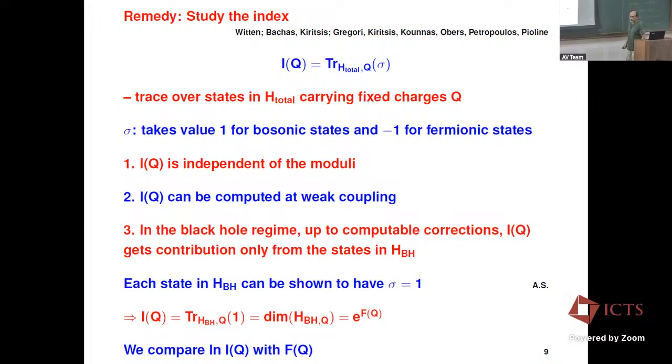So now we have two things that we can compare. We have FQ on one side, which you can calculate via geometry, the area of the event horizon and corrections. And we have IQ on the other side, which you can count from the weak coupling side, and there you have some counting problem. And the question we ask is, are these two the same?